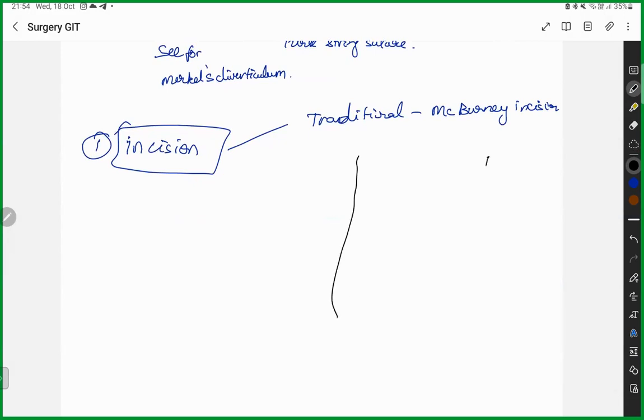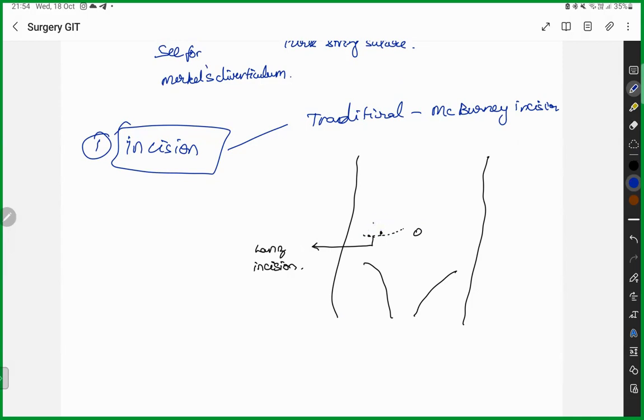Now I'll draw a simple abdomen. This is going to be the pelvic region, and this is your umbilicus. You have different types of incision, which I'm now going to describe. Number 1, this is McBurney's point. When you put an incision like this, it is called the Lanz incision. This image can be given in competitive exams, and they can ask what this incision is called. This is the Lanz incision.